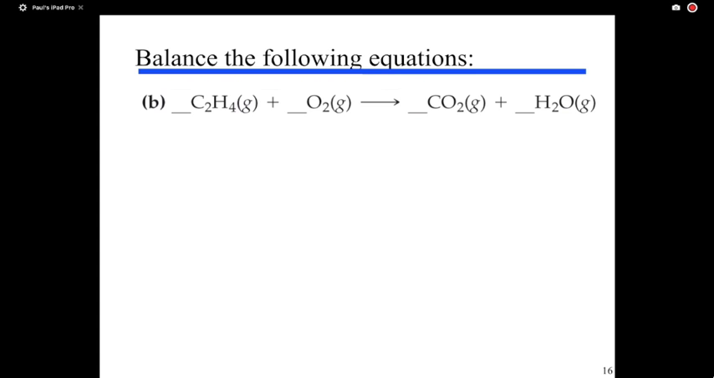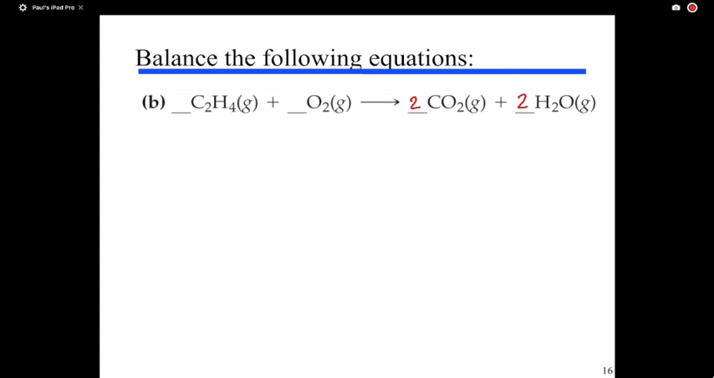All right. Let's try, I don't know, let's try the carbons. How many here? How many here? 1. This is the decider. How can I make this 2? Put a 2. Great. All right. Now what do we have? Hydrogen. How many here? 4. How many here? 2. What do I put in front of it?